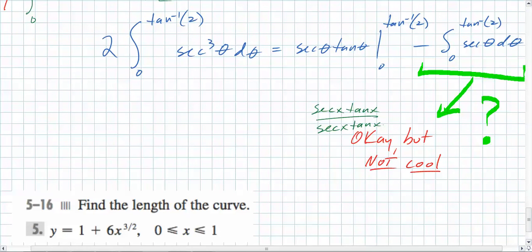Is that it? Let me just make sure. Oh no. Hold on. That's close.